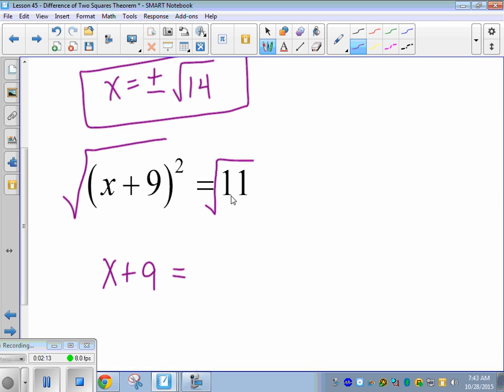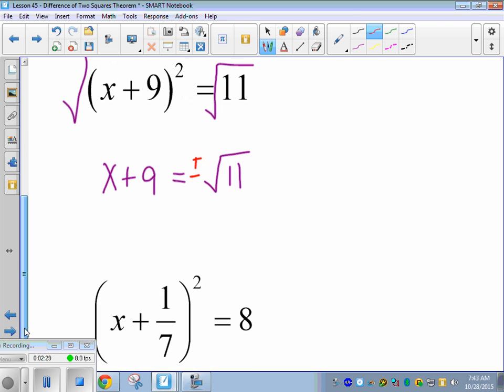On the right-hand side, the square root of 11 does not simplify. But what do I have to remember every time we're taking the square root? Plus and minus. Okay, so it goes in front of the radical. Then we're going to isolate the x by subtracting 9 from both sides. And we always put that 9 first, well, negative 9, and then plus or minus the square root of 11. We're going to leave our answer like this.